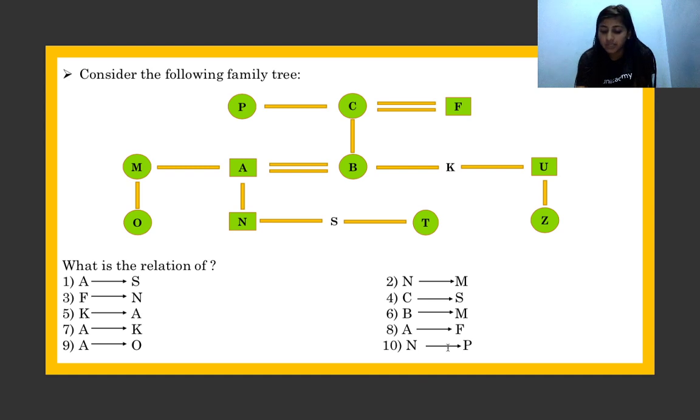Then N to P will be father, mother, mother's sister. So grandmother's sister will be grand aunt. Okay, we can say maternal grand aunt, and N will be the grandchild or grandson.